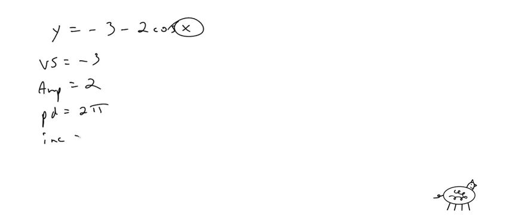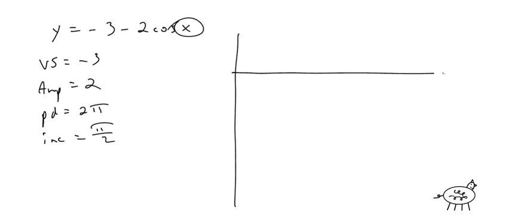Our increment, and remember, guys, increment is not really something I'm going to ask for on a quiz. It's just to help you graph it. It's just pi over 2. So I'm going to leave a little more room on the bottom here. And vertical shift is negative 3. Our amplitude is 2, so we're going to do 2 more.